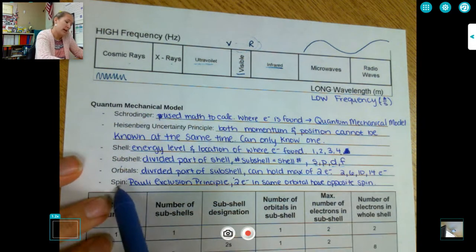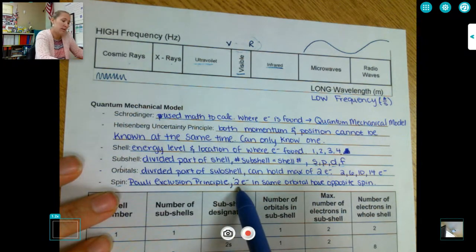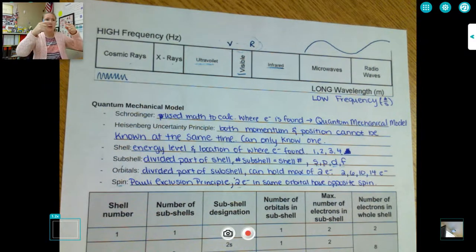And then we can also look at their spin. And because of the Pauli exclusion principle, we say that 2 electrons in the same orbital have opposite spins. And that's so because otherwise it would spin out of control. So one spins one way, the other one spins the other way, and that keeps them balanced.